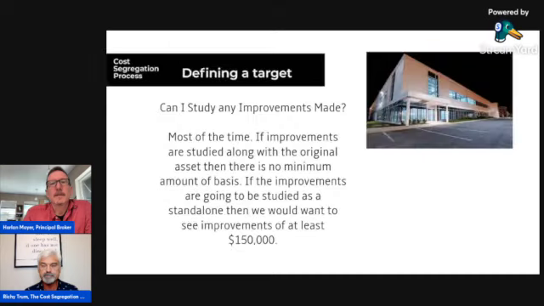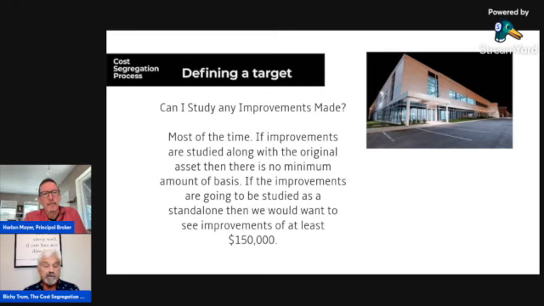Gotcha. Okay. Can I study any improvements made? Yeah, you can. It really depends. Most of the time you can do that. So for example, let's say you bought a building for $1 million and you put $250,000 into it. We would study those improvements right along with the study of the original asset. And there's no minimum basis for the improvements as long as we're doing them in conjunction with the original building.